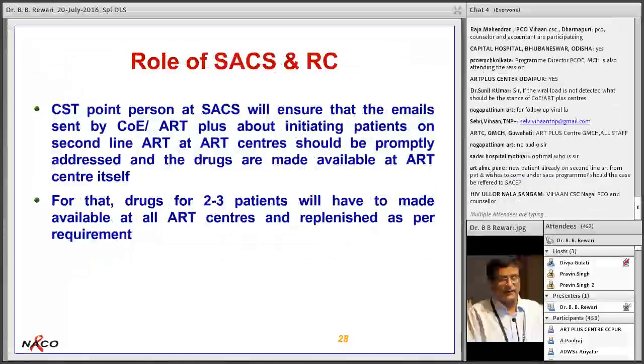The optimal, who is sir? Motiwari. Optimal means 100%, but up to 95% is acceptable.